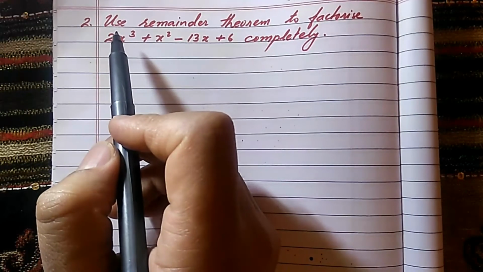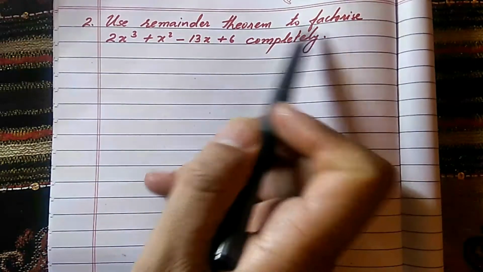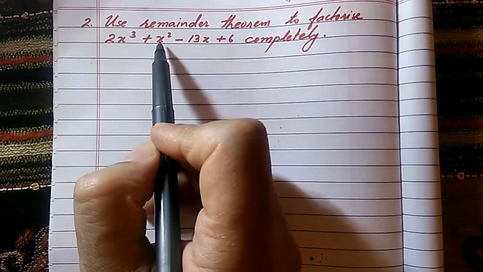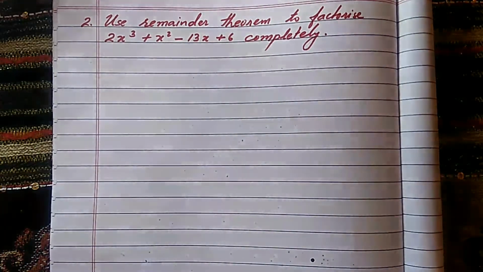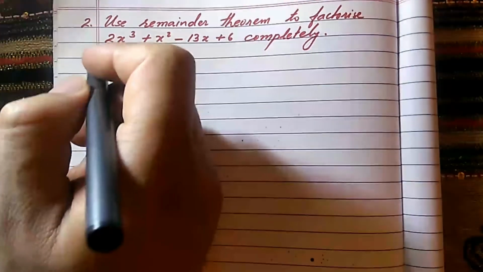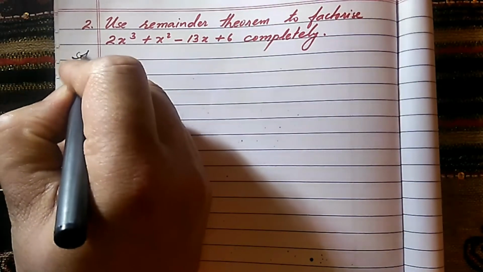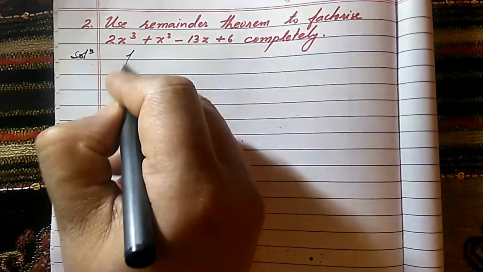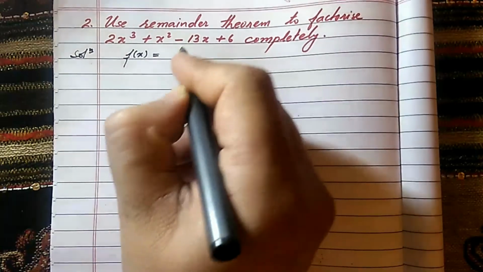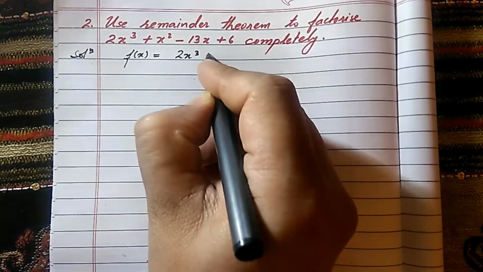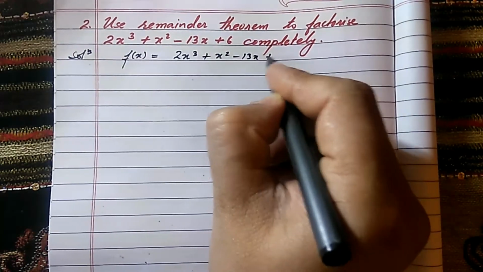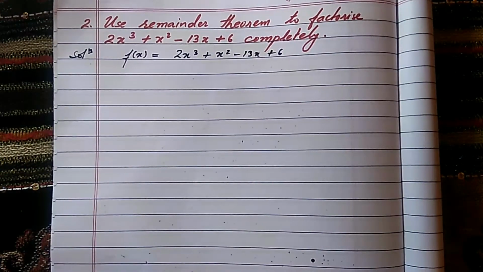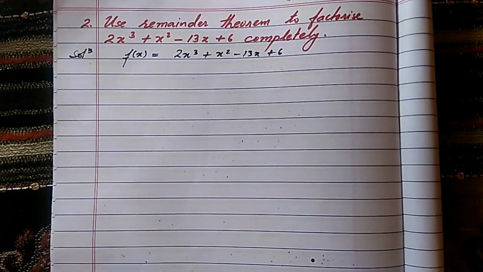Look at this question. It says, use remainder theorem to factorize 2x cube plus x square minus 13x plus 6 completely. Now, what's different in this case compared to the previous one? Here, f(x) is given to us, 2x cube plus x square minus 13x plus 6. But there is no mention of g(x). So how do we find g(x)?